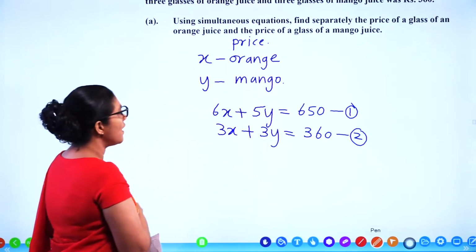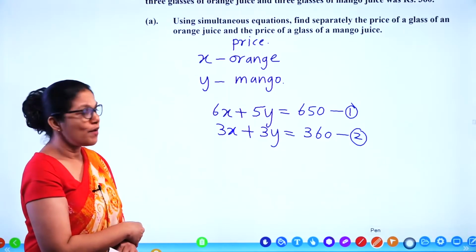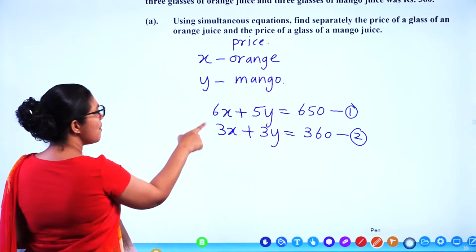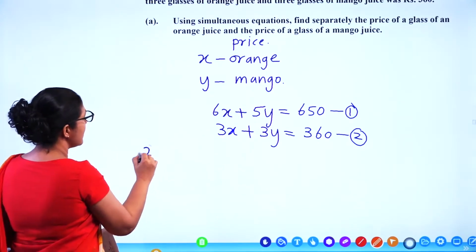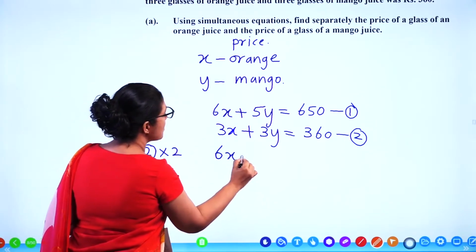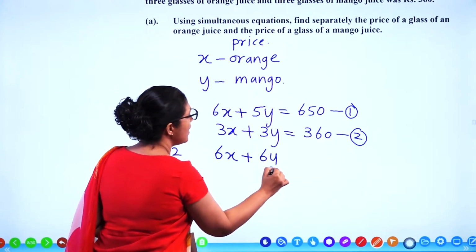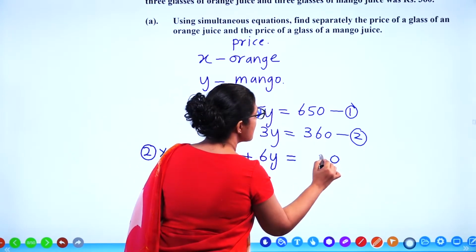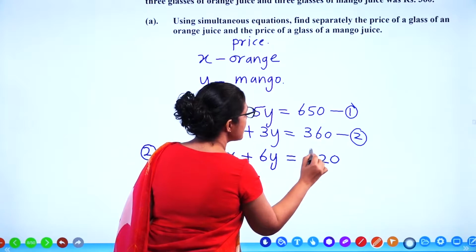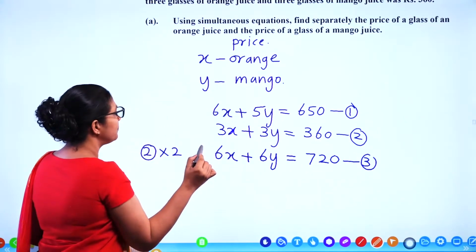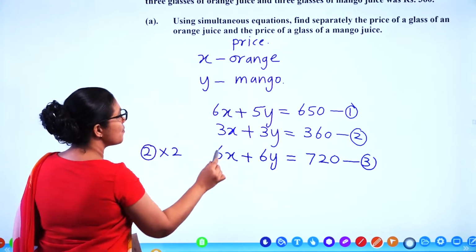Now how do you solve that? You have to make the same coefficient. Now can you see, when you multiply this by 2, you get the same coefficient of x. I'll take the second equation, multiply by 2: 6x plus 6y equals 2 times 360, 720.